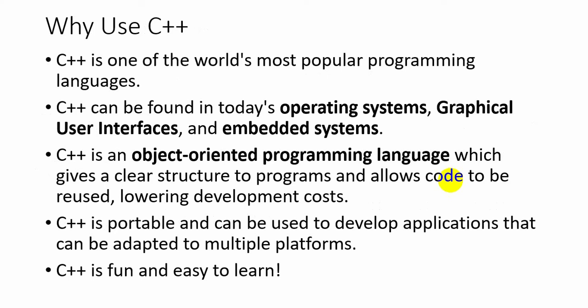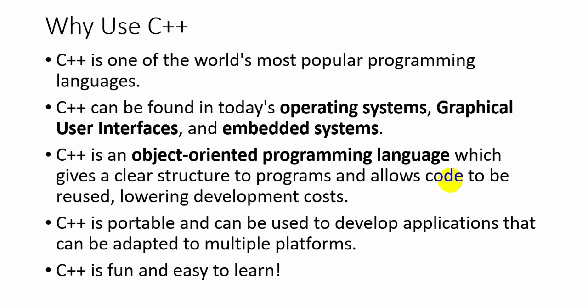Why do we use C++? As I mentioned earlier, C++ is one of the world's most popular programming languages. Also, C++ can be found in today's operating systems, graphical user interfaces, or GUI, and embedded systems. C++ is an object-oriented programming language, OOP, which gives clear structure to programs and allows code to be reused, lowering development costs.